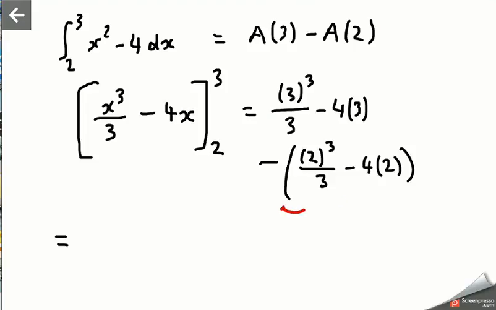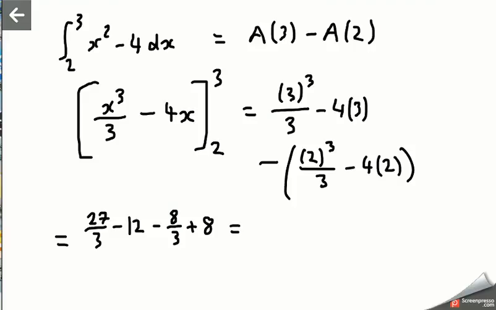Okay, now all we got to do is just expand all of this out. Notice that I have brackets around this part because we're subtracting the whole thing with 2 put inside. So when I expand it out, actually this negative and this negative are going to make a positive. So be careful with that. You have to subtract the whole function. Okay, so 3 to the power of 3, so we got 27 over 3 minus 4 times 3, so minus 12, minus 2 to the power of 3 is 8, so minus 8 over 3, and then it's going to be minus negative 8, so that's going to be plus 8.